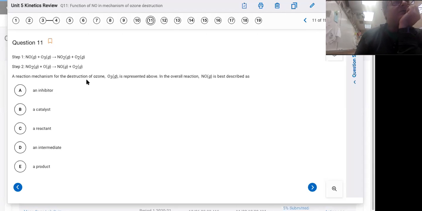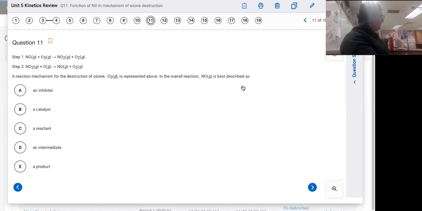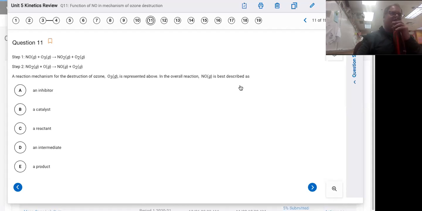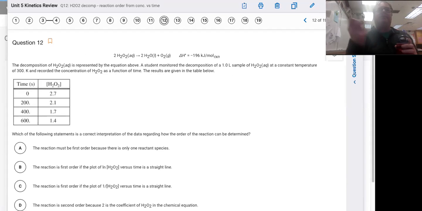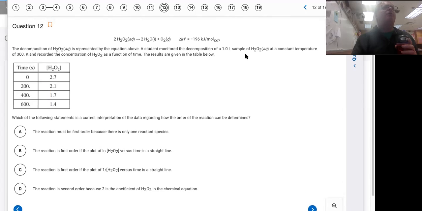A reaction mechanism for the destruction of ozone. They like this one. It's represented above. NO is best described as what? Is it an intermediate or is it a catalyst? Catalyst. Very good. We know that it is used up first and then it is reformed, meaning that it's not used up overall in the reaction.